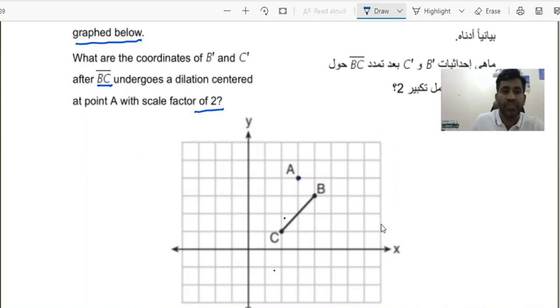What they are saying is, what are the coordinates of B' and C' after line segment BC undergoes a dilation centered at point A with the scale factor of 2? So what does it mean? Let me tell you, we can solve questions in a different way. You might have learned in school in some different way, but I can solve it in a different way.